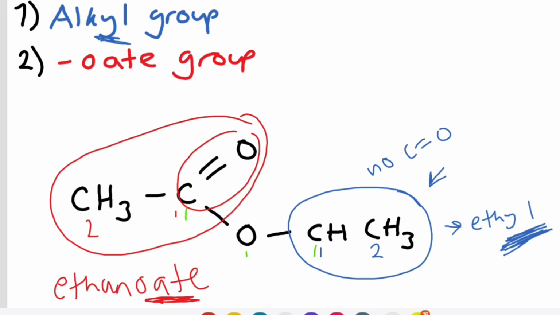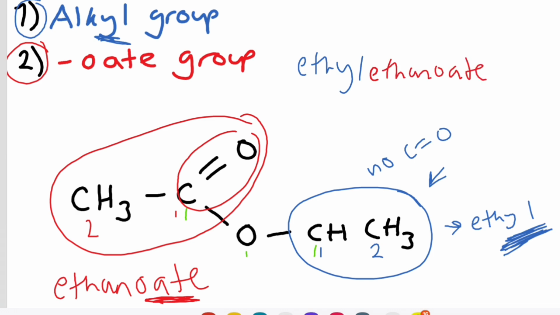So then the actual name for this compound, as you can see, I put that number 1, the alkyl group goes first. Number 2 is the O8 group. So it would be ethyl ethanoate. That's the name of this compound. That's how you name an ester.